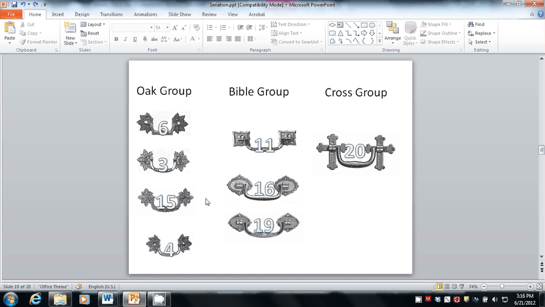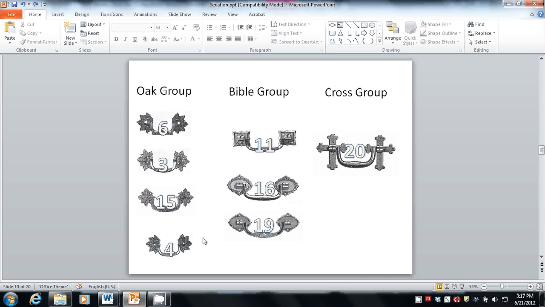So again, if you've forgotten already, we know that coffin handle number 4 down here dates to 1822. And we know that coffin handle 16 over here dates to 1868. So what this should immediately tell us is that the oak group is probably earlier. Maybe not every single coffin handle is earlier, but at least there's a tendency for that group to be a little bit earlier in age than the Bible group.